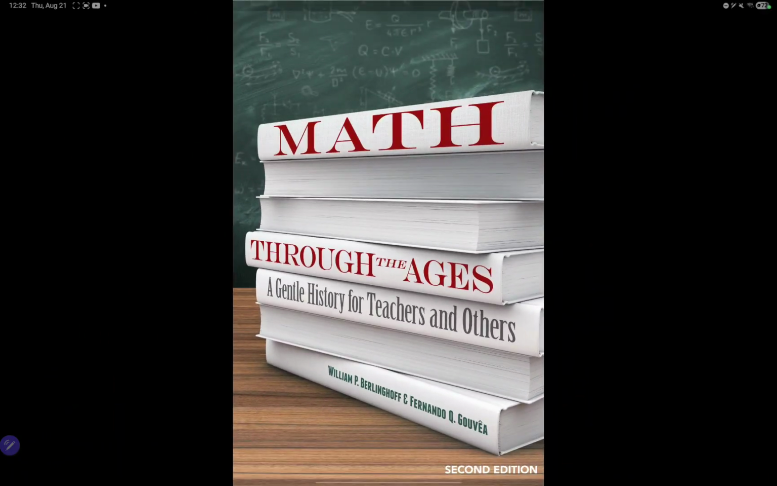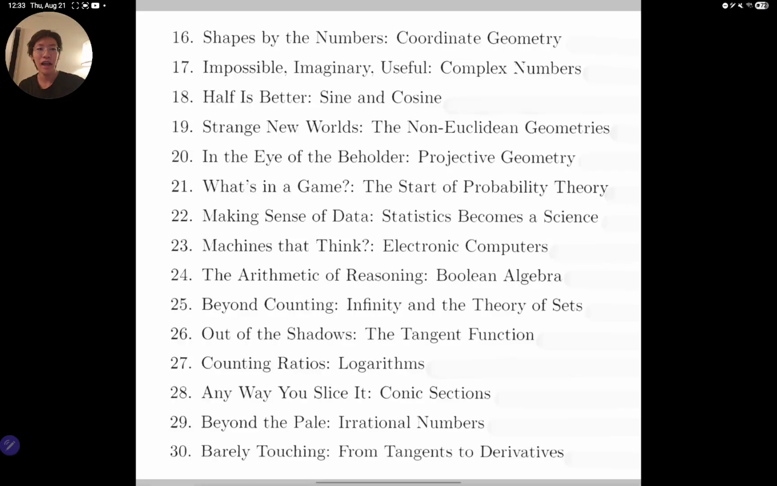Maths through the ages, a general history for teachers and others. Others being students or non-students and non-teachers, office workers. Today we'll be talking about mostly high school stuff. Note, I am a middle schooler. Well, I will be starting high school in a few days. But that doesn't count. Let's start off now.